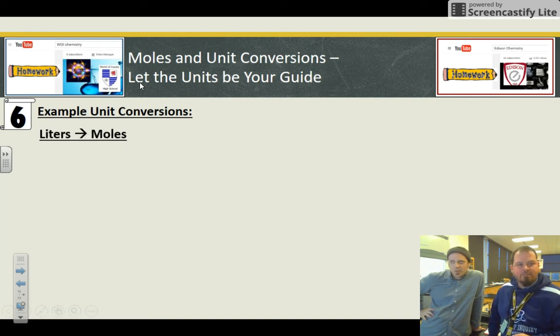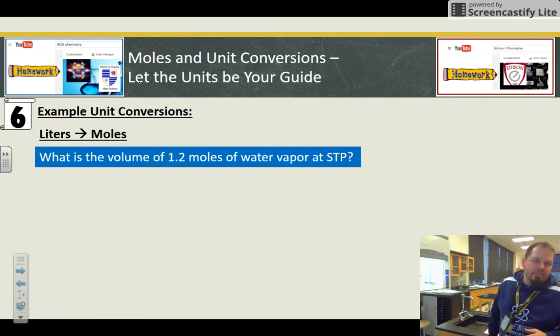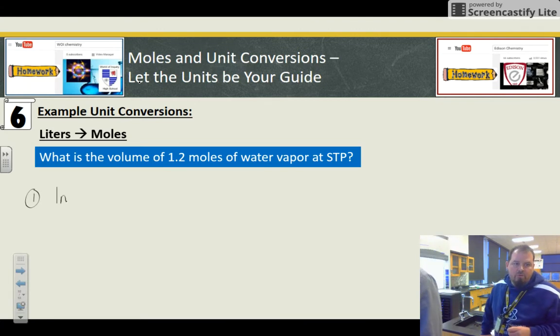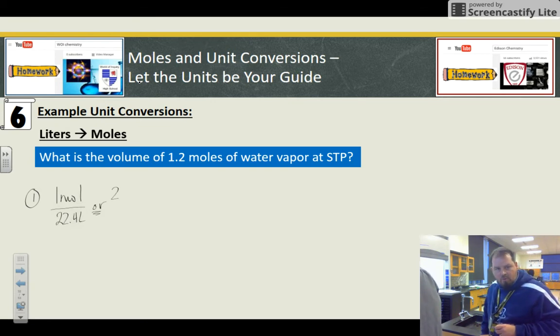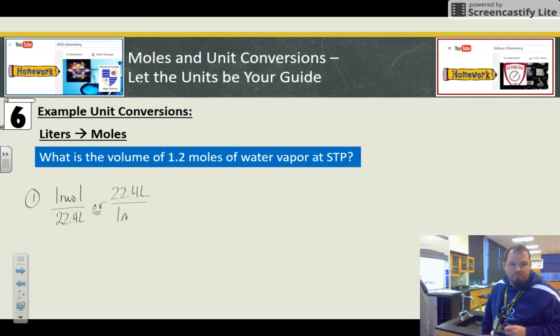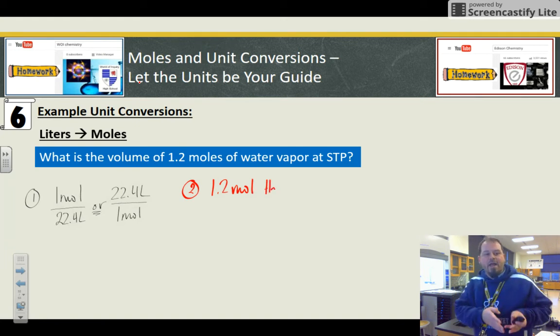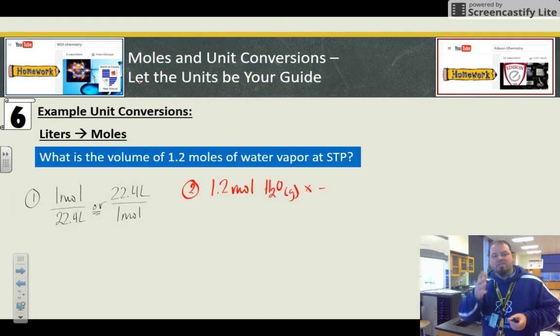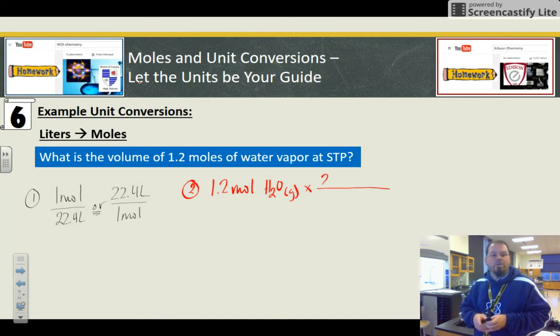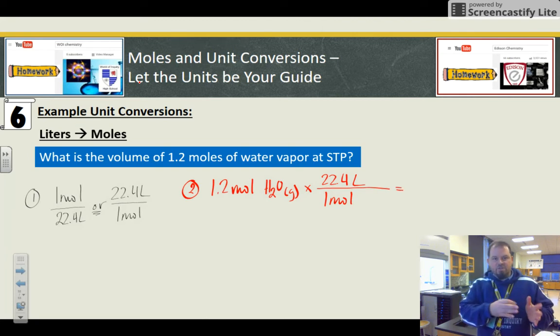Ooh, this is good. Liters to moles. Okay, so same thing, except that the first step is not calculate gram formula mass, because we're just in moles or liters. So we know that 1 mole is 22.4 liters, or 22.4 liters is 1 mole. And then we're going to start with what the problem gives us, which is 1.2 moles. So I'm going to use the fraction that has moles in the denominator to cancel out the moles that I'm given. So I need to use 22.4 over 1 mole. Moles will cancel, and the answer is going to be 1.2 times 22.4.